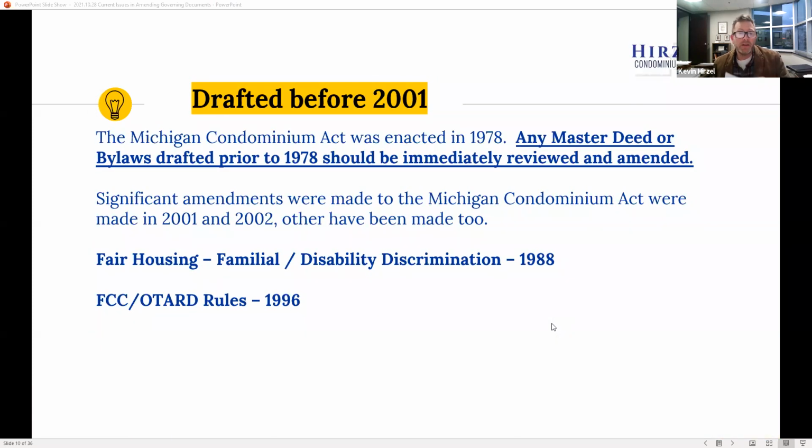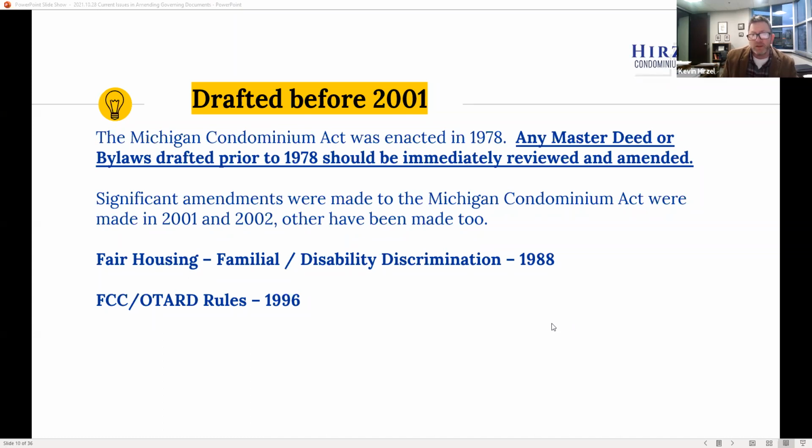All right, another reason with respect to condominiums themselves, as you look at trying to decide, hey, should we engage in the amendment process? Is this something that we should be pursuing? The Michigan Condominium Act was enacted back in 1978. There are actually a fair number of condominiums that exist under the former act, so that were done even before 1978. But 1978 was the date that the Condo Act was done.